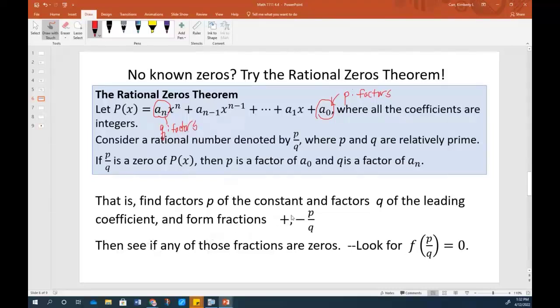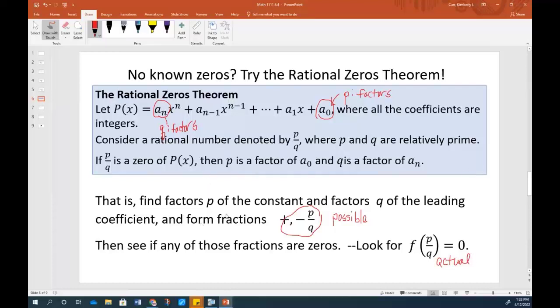Then we're going to make a list of fractions, and they will be both positives and negatives of P over Q. After we get that list, it is called the possible rational roots. Then we have to see if any of them actually work. So we plug them in and find out if any of them equals 0. If it does equal 0, then we know that we have an actual root, not just a possible one. Then we can use that.